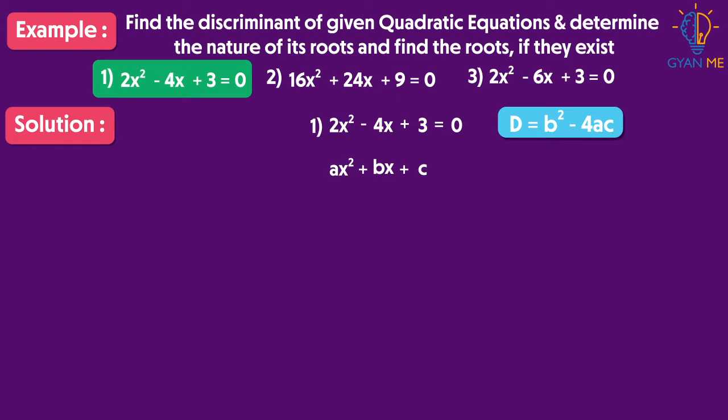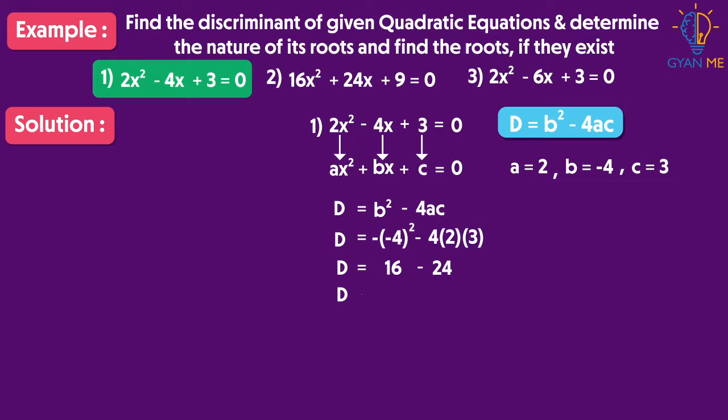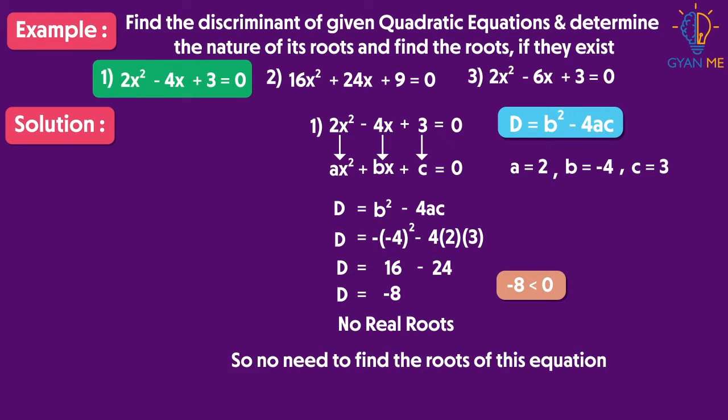Students, here you can find the values of a, b and c by comparing this equation to the standard form ax square plus bx plus c equal to 0. We find that a is equal to 2, b is equal to minus 4, c is equal to plus 3. Substitute all these values in D equal to b square minus 4ac and solve it. On solving, we get D is equal to minus 8. Now since minus 8 is less than 0, the equation 2x square minus 4x plus 3 equal to 0 has no real roots. And students, this saves our time of finding roots. Since this does not have any root, we need not proceed further and find the roots of this equation.